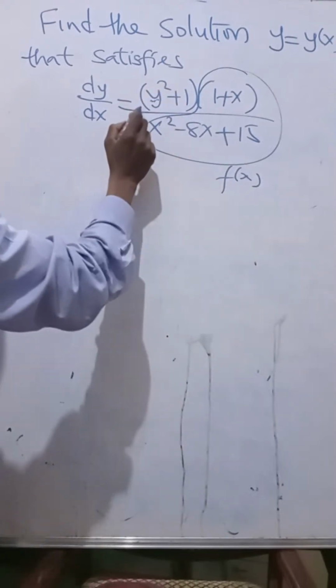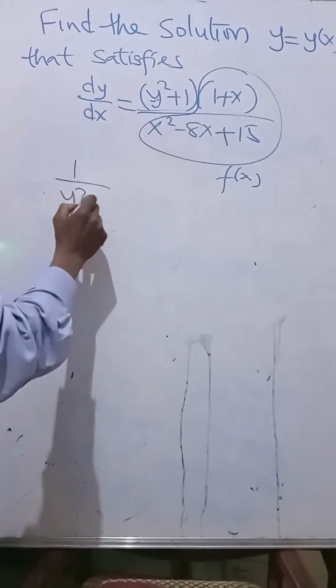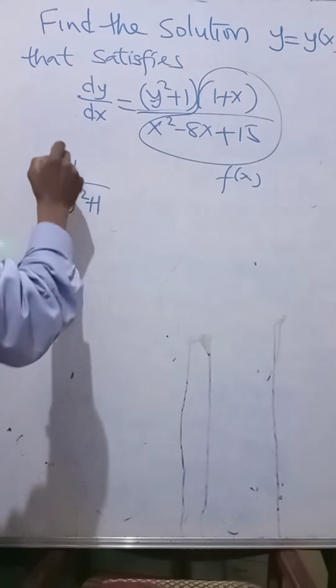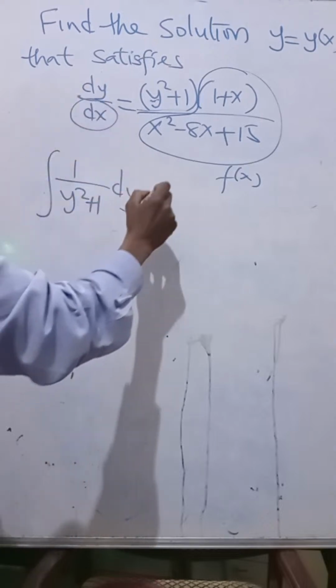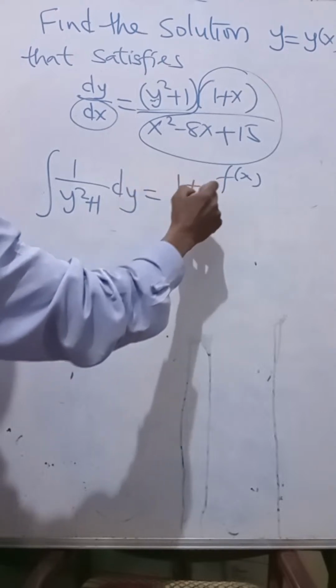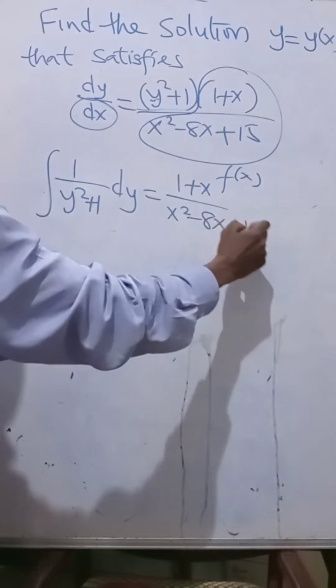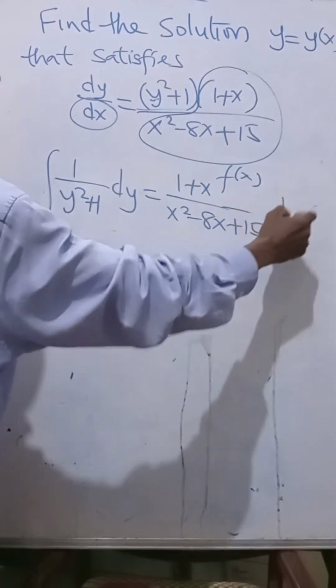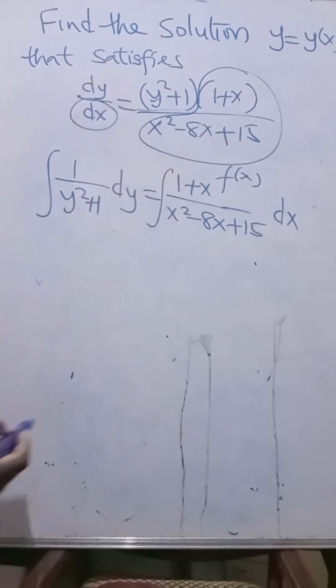So please remove this from here, and that will be 1 over y squared plus 1 dy. Remove this dx from here, and that will be equal to what? 1 plus x all over x squared minus 8x plus 15 dx. So to this, put your integral sign there too.